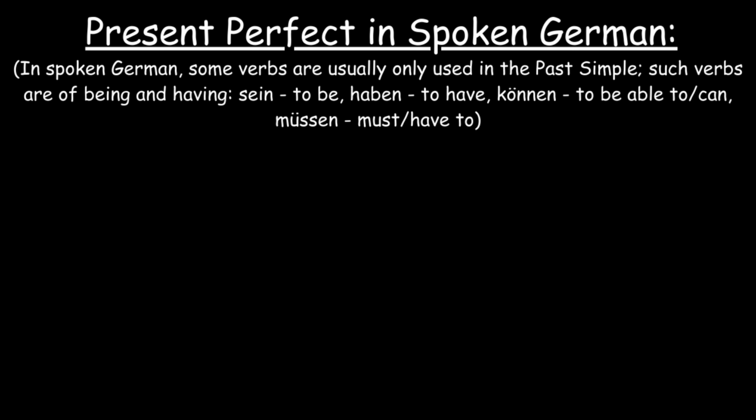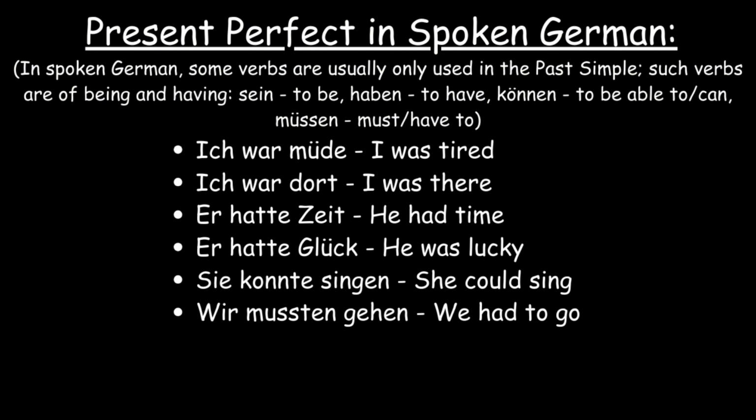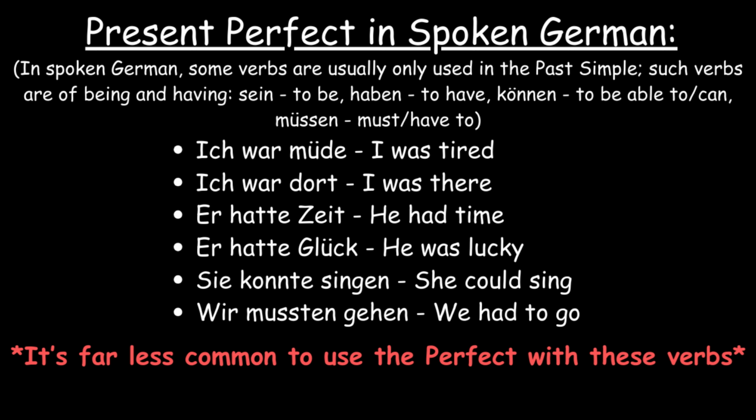Moreover, in spoken German, some verbs are usually only used in the past simple, or the Präteritum, and such verbs are of being and having, like sein, haben, können, and müssen. When using these verbs in conversation, it's better to use the Präteritum, like Ich war müde. Ich war dort. Er hatte Zeit. Er hatte Glück. Sie konnte singen. Wir mussten gehen. While it is possible to use the perfect, it's far less common.